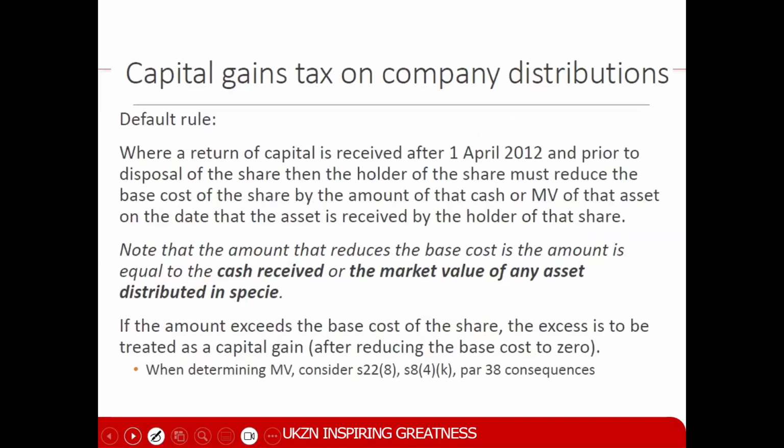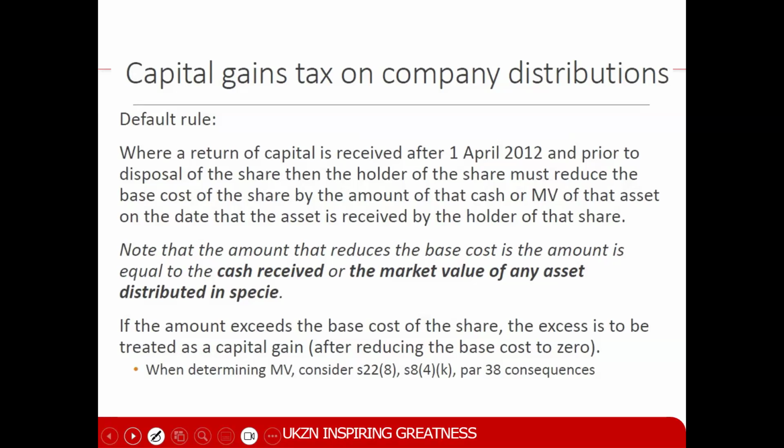So let's talk about this one. Default rule: where a return of capital is received after 1st April and prior to disposal of the shares, the holder of shares must reduce the base cost of the shares by the amount of that cash or the market value. So this is very clear. If, for example, I had 100,000 shares, it means the base cost of those shares was 100,000. But now all of a sudden there is a CTC that came back to me. There is a reduction, so my base cost of these shares needs to be reduced. Say I acquired these shares for 100,000, but now I just received CTC of 100,000. The base cost must also reduce, so that when I sell these shares in the future, there will be more capital gains because I've already had some reduction.